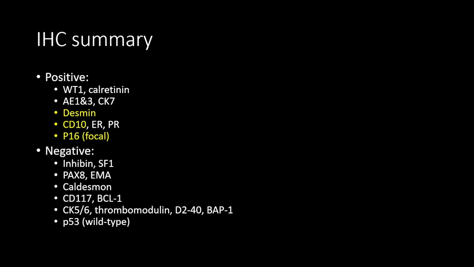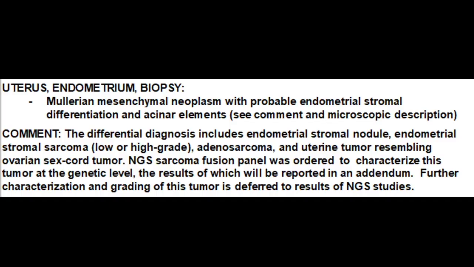The tumor also expressed desmin, P16, and CD10. This is a summary of the immunostains. FOXL2 and NGS sarcoma panel were ordered, and they were sent out because we don't have them in-house. We already excluded endometrial carcinoma and mesonephric adenocarcinoma, so the remaining differential diagnoses include endometrial stromal tumor, adenosarcoma, and uterine tumor resembling ovarian sex cord tumor or UTROSCT. The biopsy was signed out as Mullerian mesenchymal neoplasm with the 3 differential diagnoses that I just showed you.